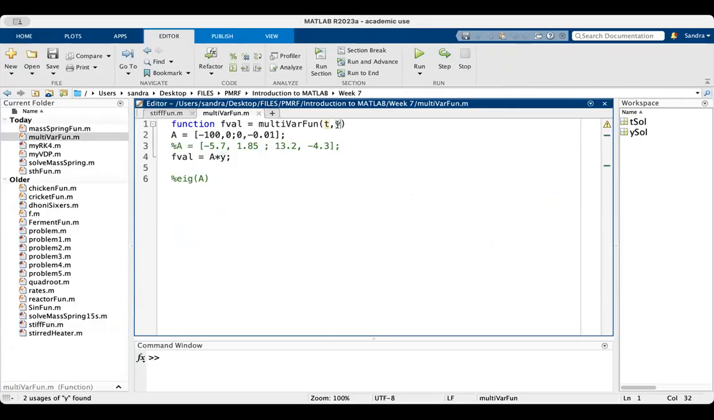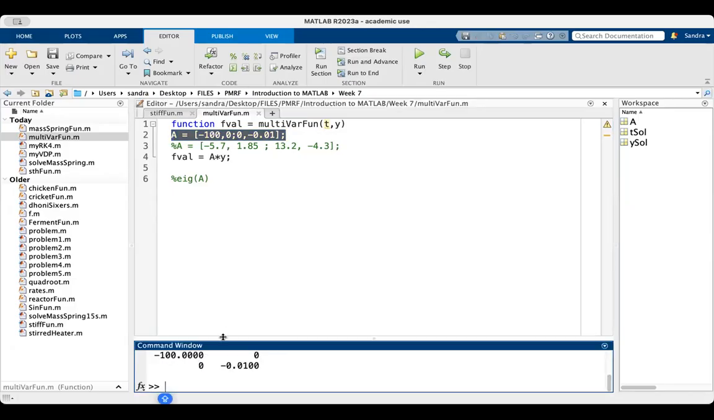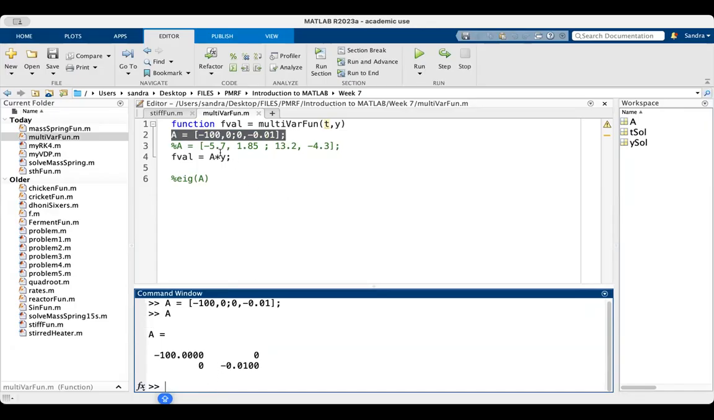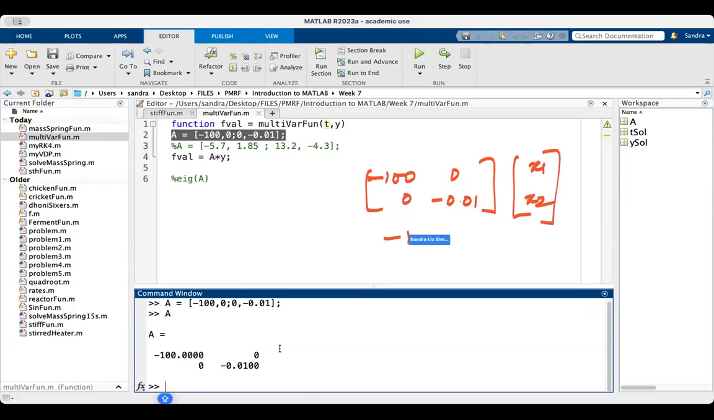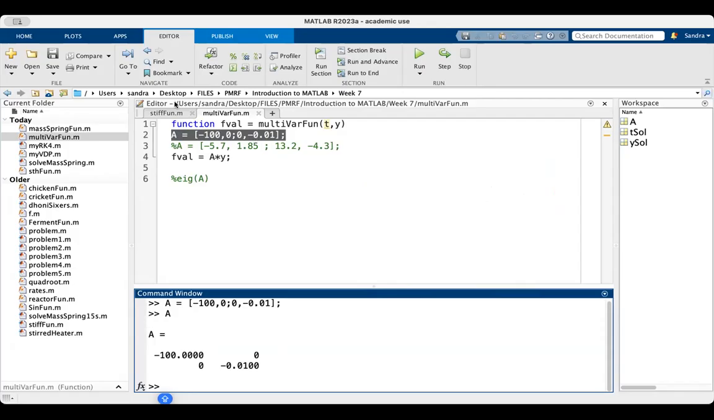Out of y, the first is x1 and the second variable is x2. For simple functions, I'm just writing a matrix like this. A is a diagonal matrix with minus 100 and minus 0.01, and I multiply that with y. Y is a column vector, right? So when I do matrix multiplication, I get minus 100 x1, since the off-diagonal multiplications are 0, and minus 0.01 x2. Basically, I get the function column vector. Is this clear? That is the output that I have.